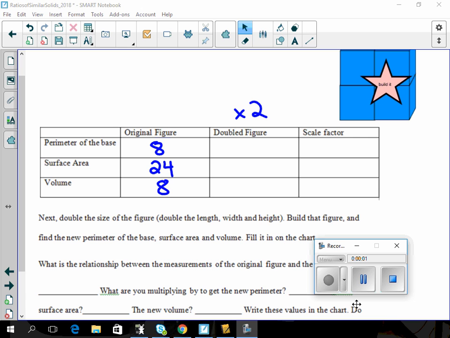Let's refresh our memory of the pattern that we developed when we built our cubes last class, okay? We built a 2 by 2 by 2 cube, if you remember our original figure, and these were the perimeter of the base, the surface area, and the volume of that cube. Then I asked you to double it, which has a scale factor of 2. Remind me what the new figures were.